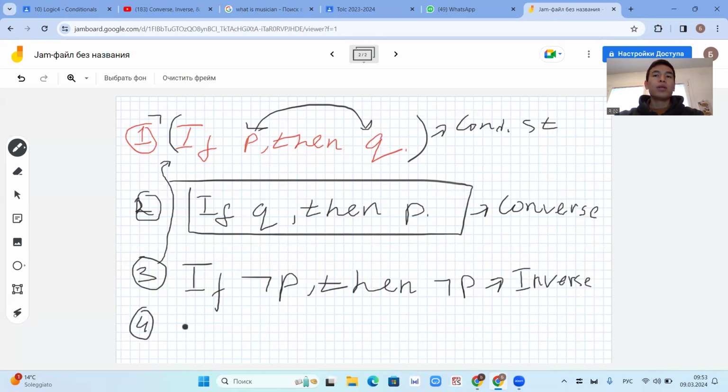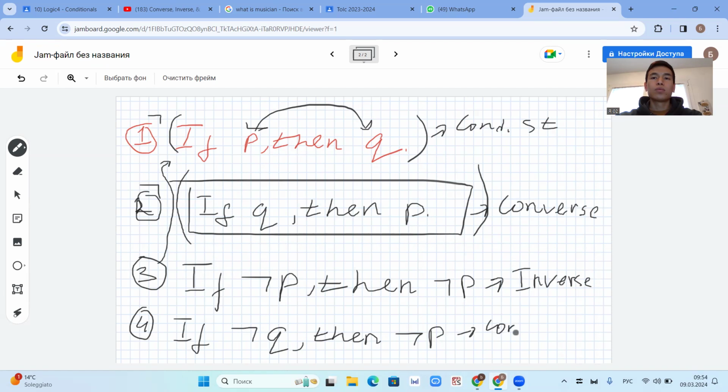Fourth form is contrapositive. The fourth form is actually the negation of the converse. If we negate the converse, we will get contrapositive. It means that contrapositive is if not Q, then not P.